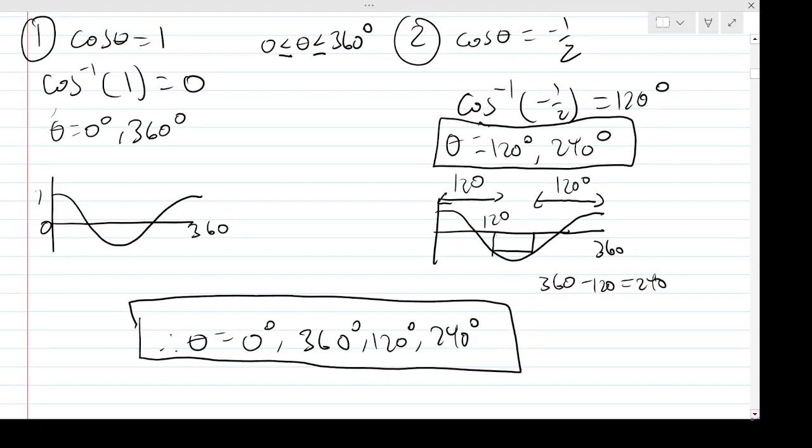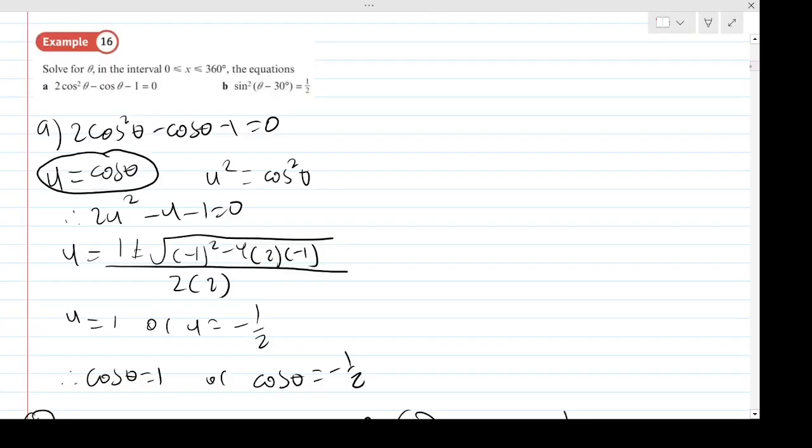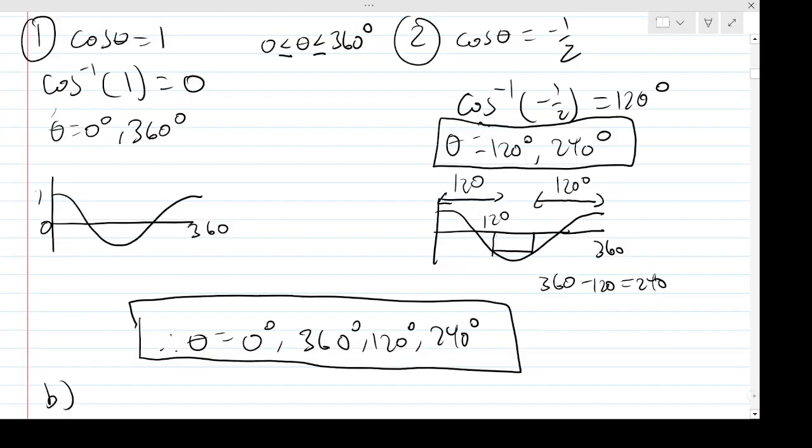Okay, part B. We need to solve sine squared theta minus 30 is a half.